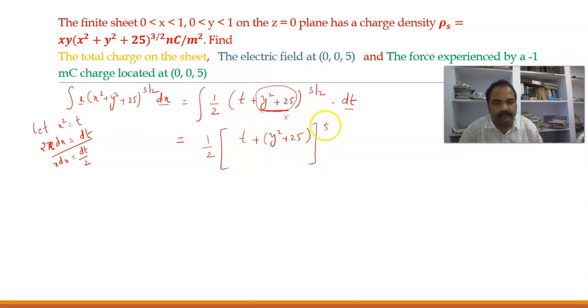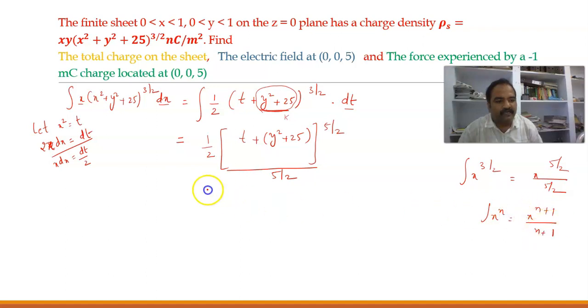This will be written as 5 by 2, by 5 by 2. Isn't it? Because of x power 3 by 2, what is the integral for this one? It is x power 5 by 2 by 5 by 2, right? It is very similar to the integral of x power n, where it is x power n plus 1 by n plus 1. The same I have applied. So this is my expression.